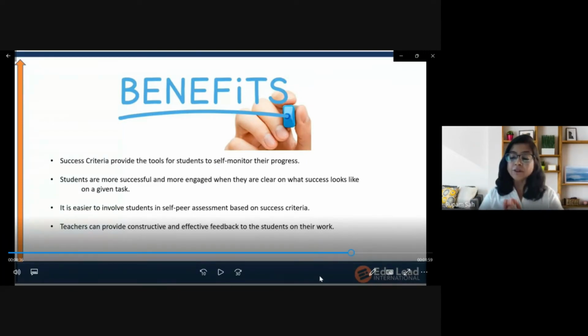Whenever we say formative assessment, generally we say that assessment of learning is summative assessment and assessment for learning is formative assessment. But assessment for learning is equal to formative assessment plus formative feedback. Until and unless your formative assessment is associated with formative feedback, till that time it does not become assessment for learning, right?